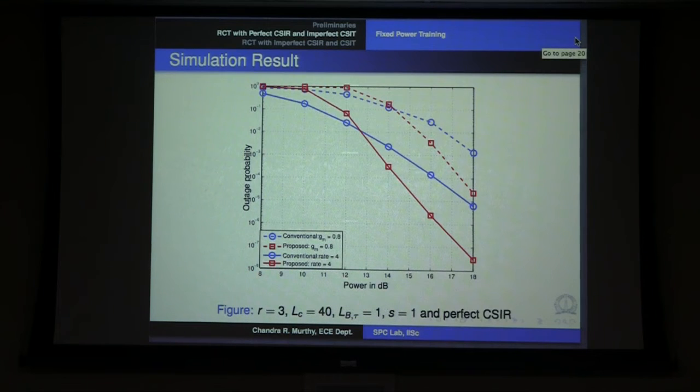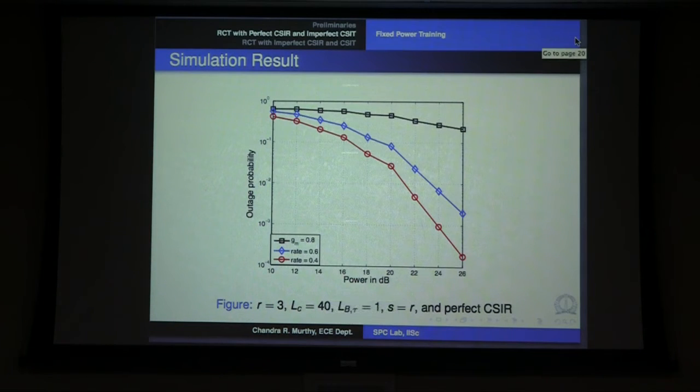This is a simulation result. It's just plotting the outage probability versus the transmit power for the proposed scheme, which is in red, and the conventional scheme, which is in blue, for constant rate, which is GM equals 0, and GM equals 0.8. And you see once again from the increased slope that the proposed scheme achieves a better diversity order.